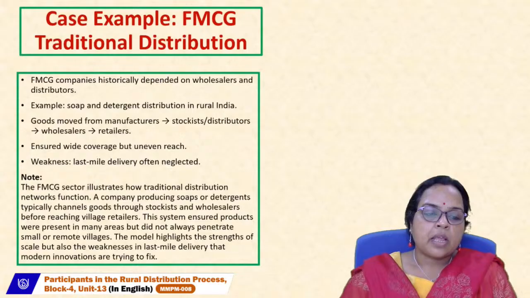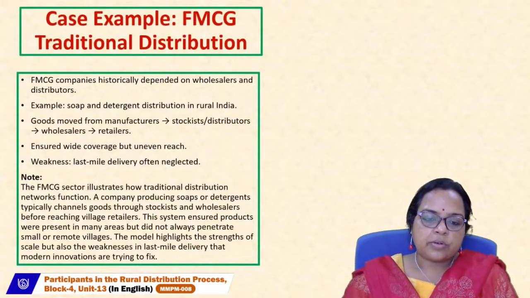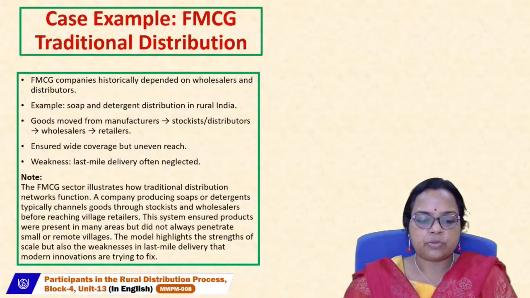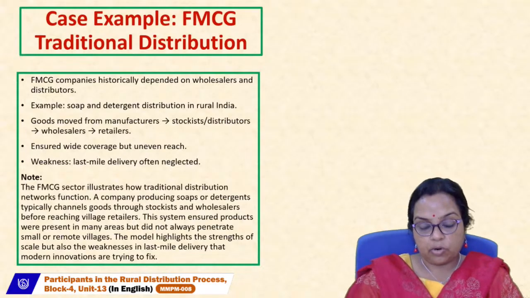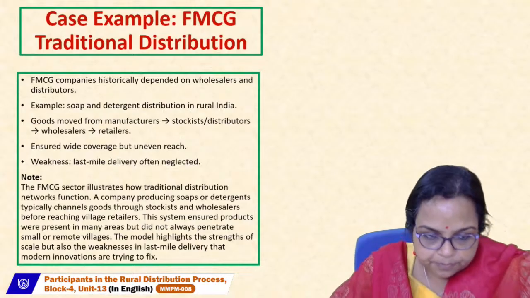For example, the FMCG sector illustrates how traditional distribution networks function. A company producing soaps or detergents typically channels goods through stockists and wholesalers before reaching village retailers. This system ensured products were present in many areas but didn't always penetrate small or remote villages. They are not able to reach the remote villages.